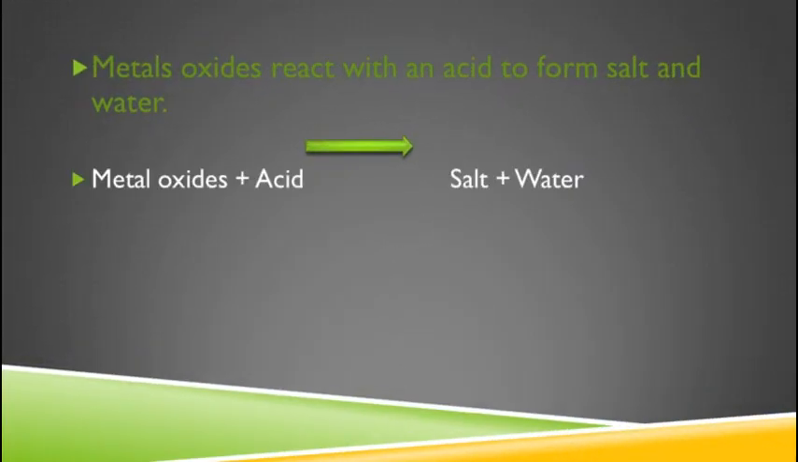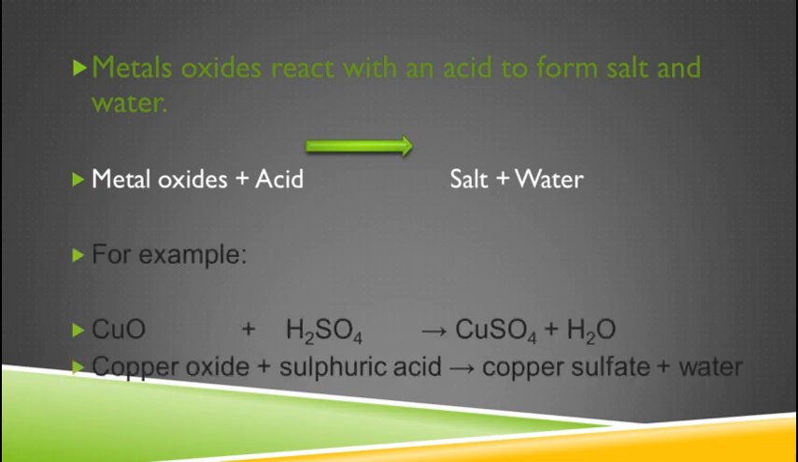Metal oxides react with an acid to form salt and water. First, metal reacts with oxygen, it will form its respective metal oxide. Then this metal oxide reacts with acid to give us salt and water. For example, here we can see that copper oxide will react with sulfuric acid, H2SO4. This is the formula of sulfuric acid. It forms a salt, that is copper sulfate, CuSO4, plus water. So copper sulfate is nothing but a salt.